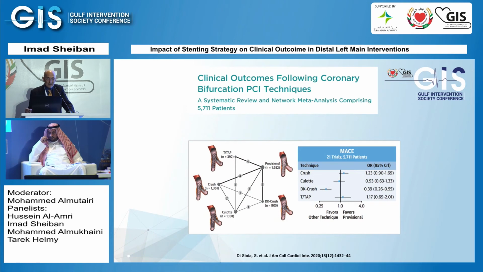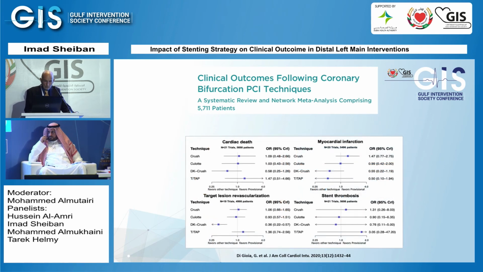And now let's see what happens if we compare the strategies we are using today in our clinical practice, that means crush, mini crush, culotte, DK crush, and TAP, compared to provisional stenting. And you see from this slide that the DK crush technique is competing with provisional stenting. Culotte is equal, but crush and TAP are inferior.